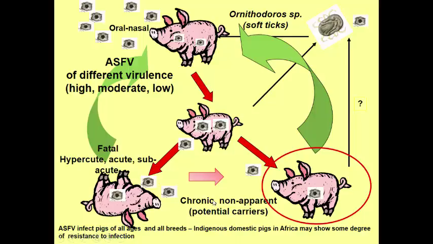When the animals become infected, the virus replicates mainly in the lymph nodes, and then progresses to the spleen and to the blood. I would classify two major forms of disease: the fatal, with hyperacute, acute, and subacute forms, and the non-fatal, in which many animals are chronically or non-apparently infected. These animals are potential carriers, as well as the ones that survive the acute or subacute infections.